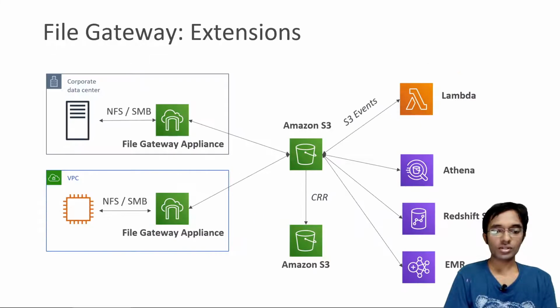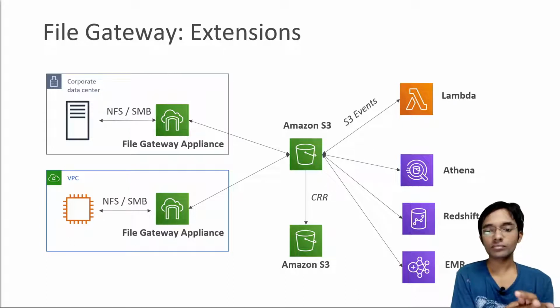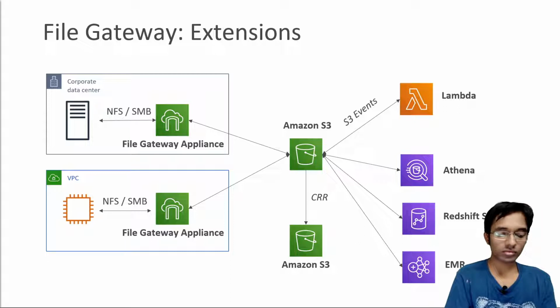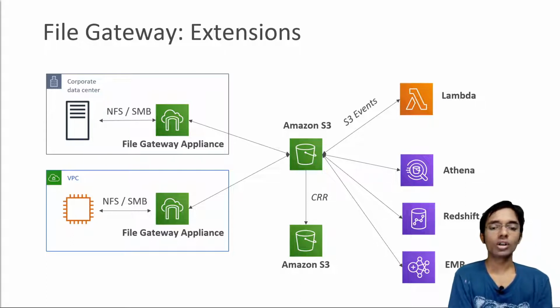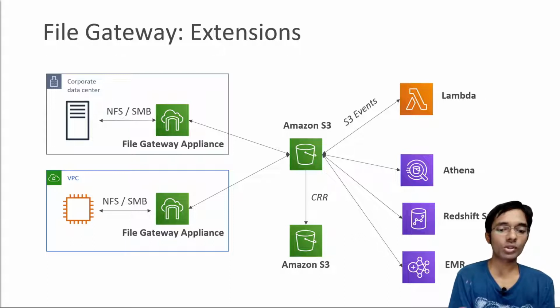It's very simple. This is intuitive, and this is something we would expect with a file gateway. Next, here is something interesting to think about when you are a solutions architect. Our traditional server can access our file gateway appliance on premise using the NFS and SMB protocol, and the files are stored in the backend in Amazon S3. Now it is 100% possible for you to use a VPC and create another file gateway appliance and connect your EC2 instances over NFS and SMB.